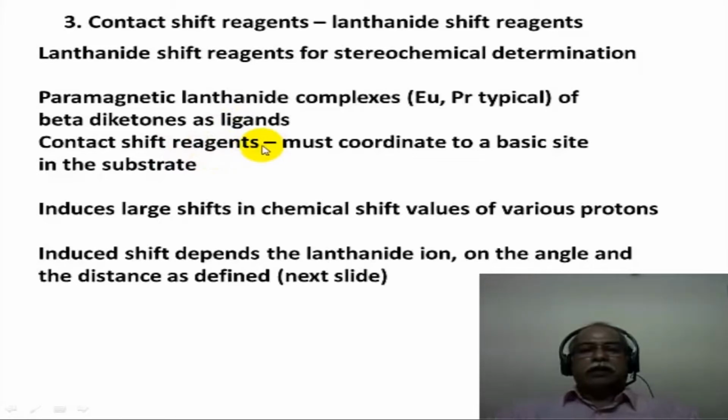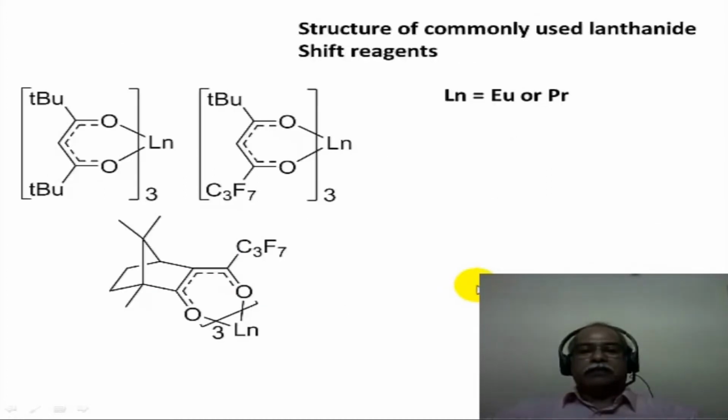They must coordinate to a basic site in the substrate. In other words, they must coordinate to either an oxygen lone pair, nitrogen lone pair, or a sulfur lone pair. A functional group of that kind must be present in the molecule in order for these shift reagents to work, because they form a weak complex with the substrate and then affect the shifts, which are induced shifts as a result of the contact. Now the induced large shifts in the chemical shift values of various protons is what one measures in the contact shift reagent studies. So the induced shift depends on the lanthanide ion concentration, its angle and the distance as defined in the next slide. We will show this in a minute.